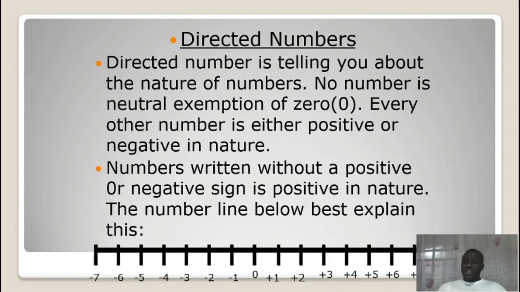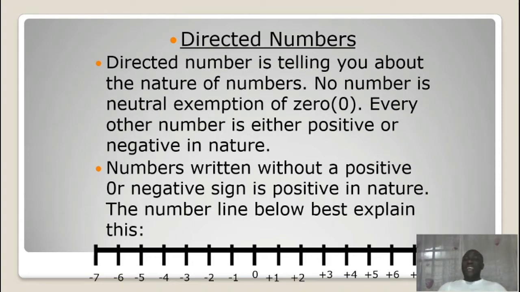No number is neutral except 0. Only 0 is neutral. Whether you give it a positive sign or a negative sign, it is still 0. Whether you did not give it a sign, it is still 0. So apart from 0, any other number must either be a positive number or a negative number.